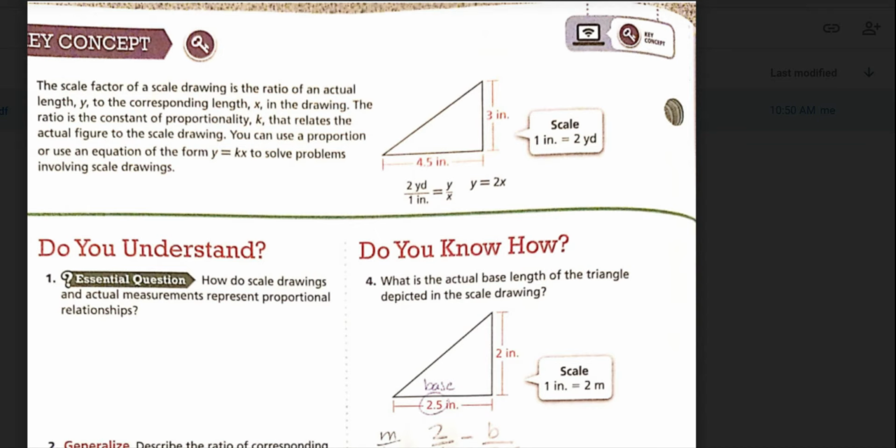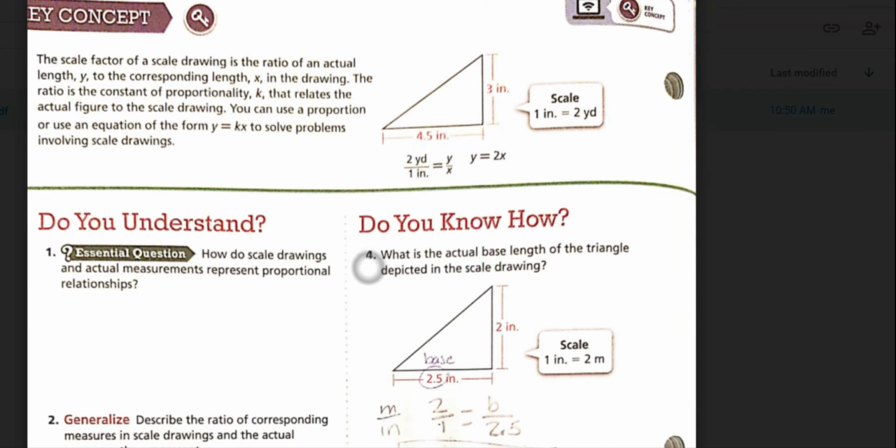Like this example they gave you here, it would be 2. So in this example, 3 inches is going to become, you'll multiply by 2, so it'll become 6 yards, okay? Or 4.5 inches, if you multiply by 2, will become 9 yards in the actual scale.